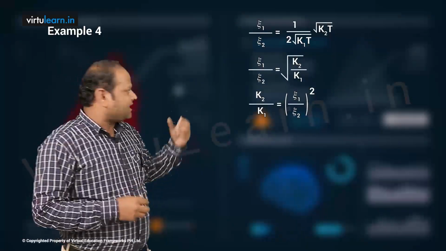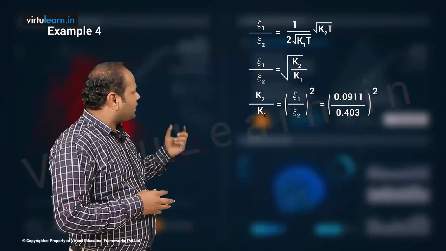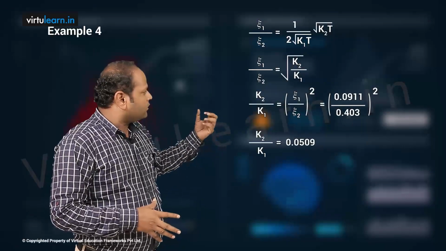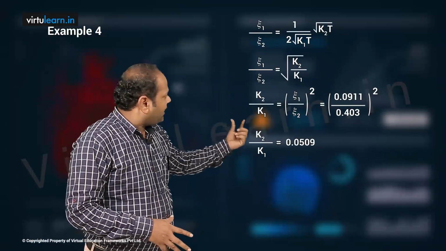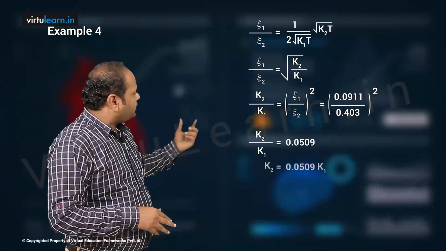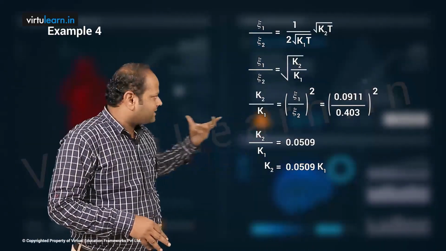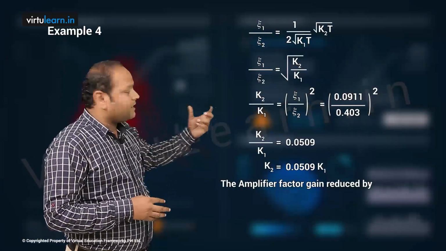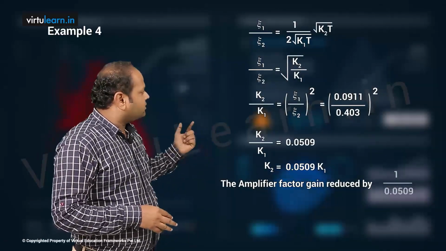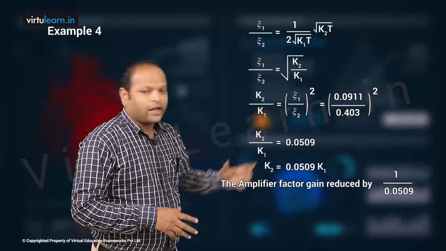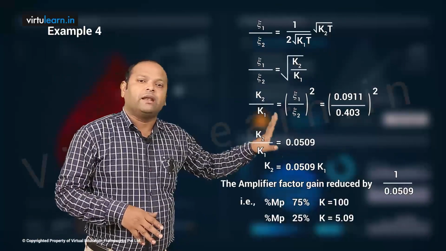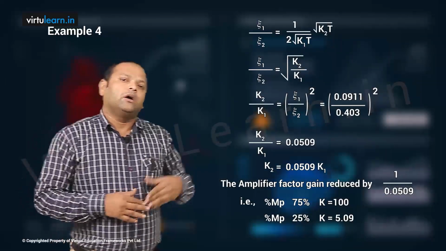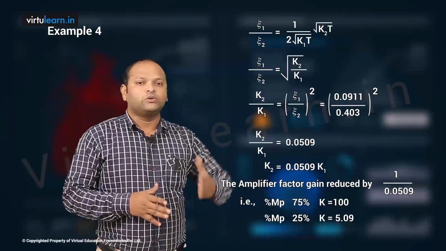All the values we know. Zeta 1 is 0.0911, zeta 2 is 0.403. If we substitute and if we square it, then K2 by K1 is equal to 0.0509. Now K2 is 0.0509 times K1. But by what factor can your amplifier gain be reduced? So the amplifier gain K can be reduced by the factor 1 over 0.0509. So that will be around 16.9. So this is the factor by which the amplifier gain can be reduced to reduce the peak overshoot from 75% to 25%.